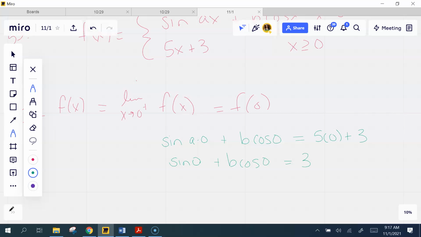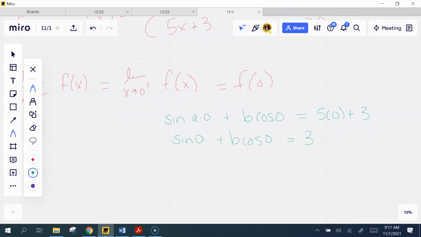Well, a times 0 is 0. The sine of 0 is what? At 0, how much height do I have? 0. What's the cosine of 0? 1. So what's the value of b? What did it ask me to find?